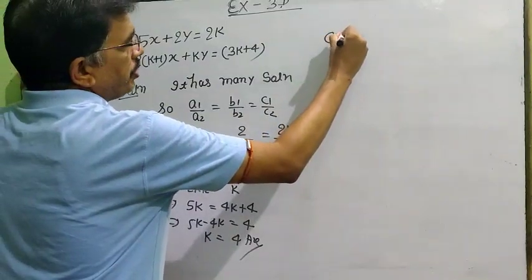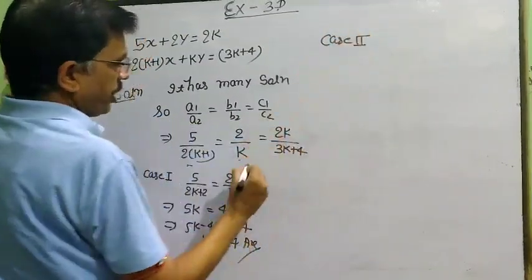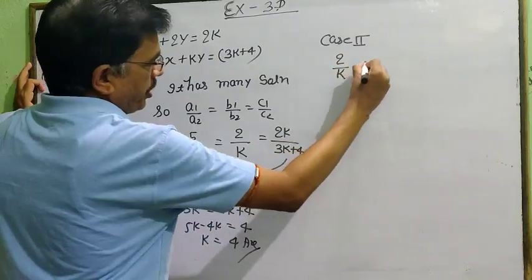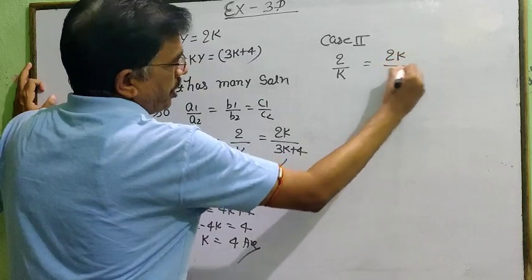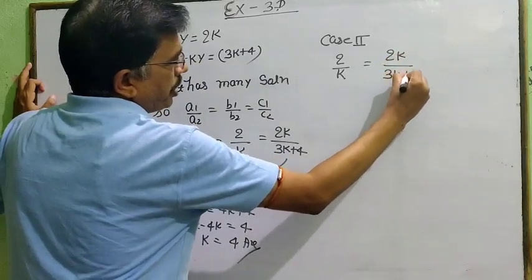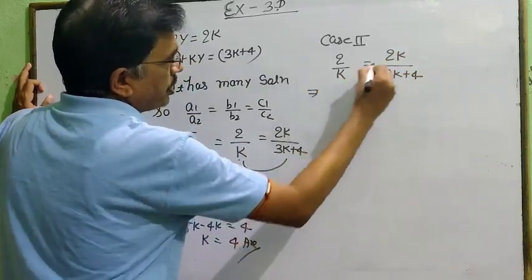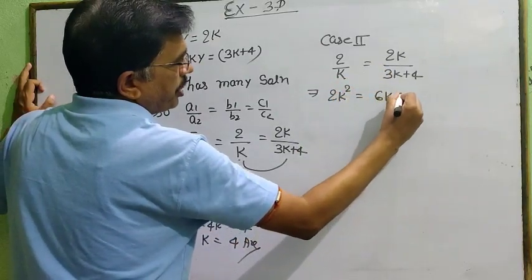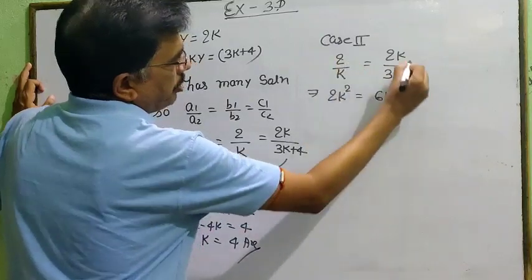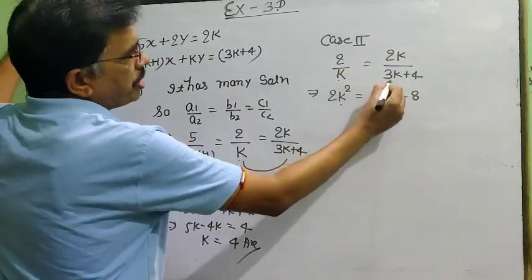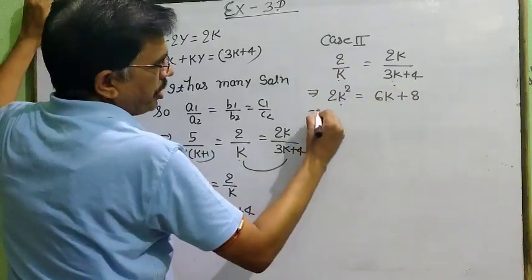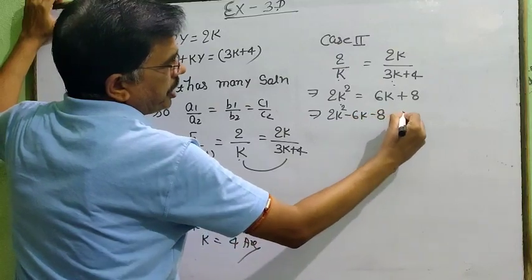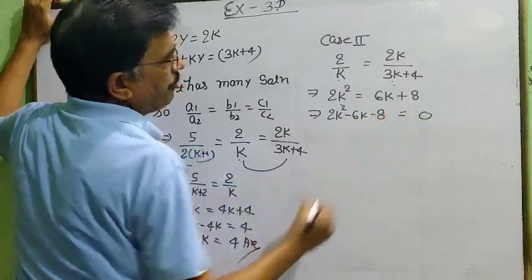Case number 2, that is case second. Then you take the second and third terms. Here 2 by k is equal to 2k by 3k plus 4. Cross multiplication you take. You will write 2k square is equal to 6k plus 8. Cross multiply: 2k into k is 2k square, 3 into 2 is 6k plus 8. Here is 2k square minus 6k minus 8 is equal to 0.